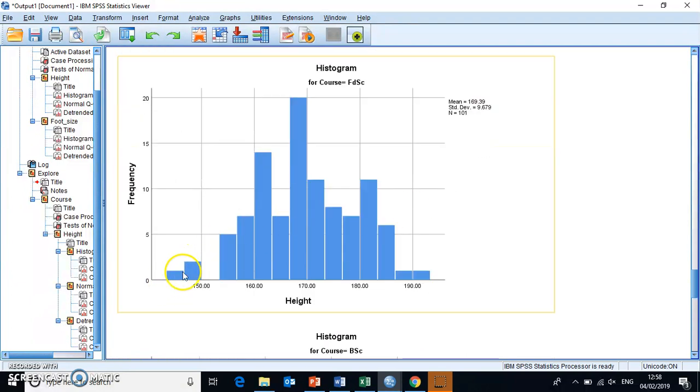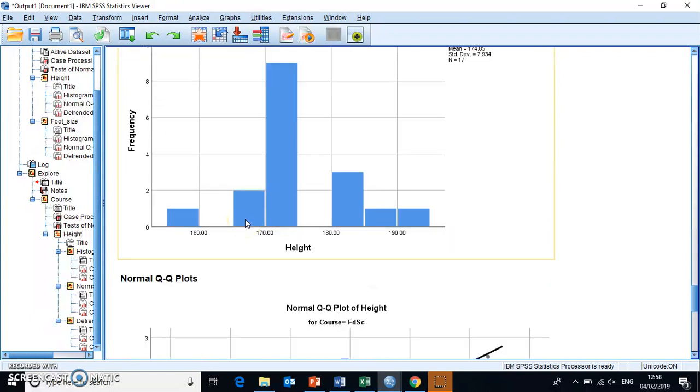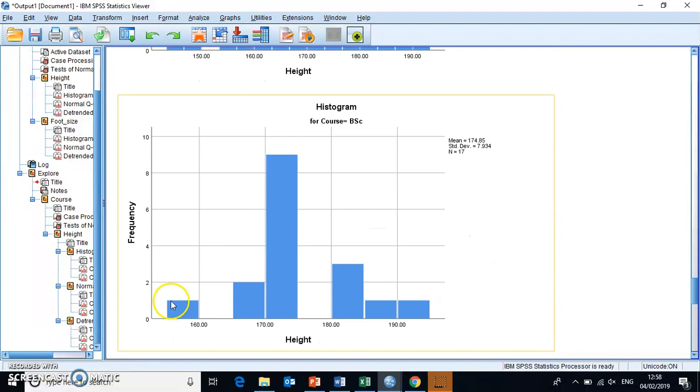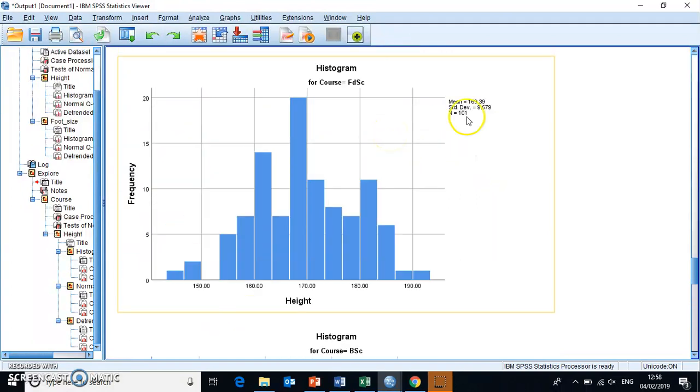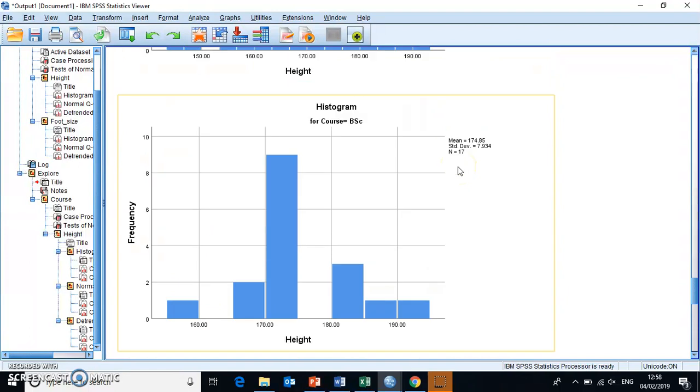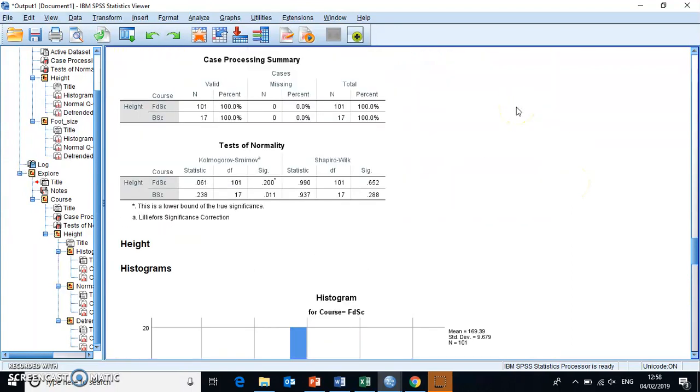Again, we can look at the histograms down here, and they show, again, a nice bell-shaped curve if you imagine a line sort of going over this. In the BSc courses, you can kind of still see it, but because there are a lot less people, you can see here there's only 17 people on the BSc course, whereas on the FDSC we have 101, and therefore this isn't quite as nice, but it still sort of follows that same pattern. Okay, so we're again happy with that, and we would run a parametric statistical test to look for differences in height between these two courses.